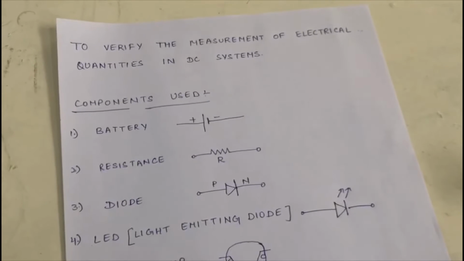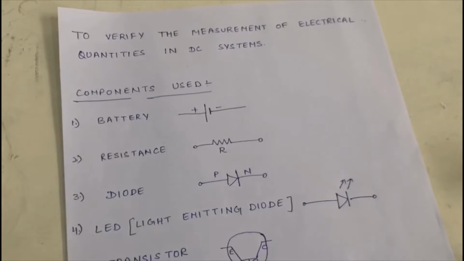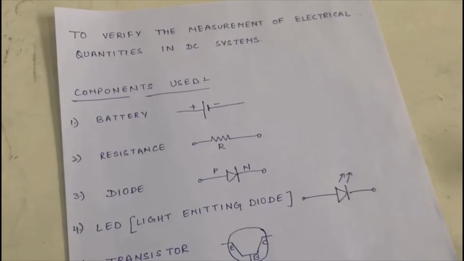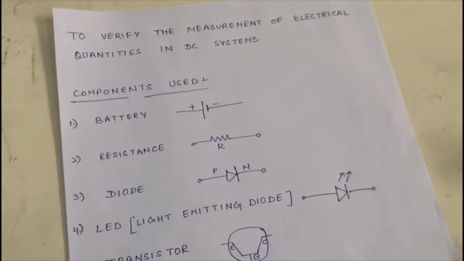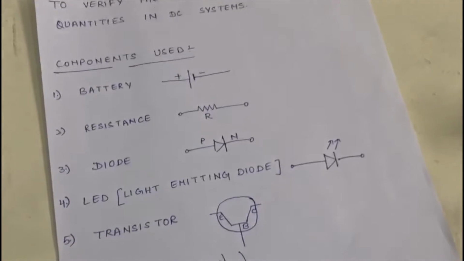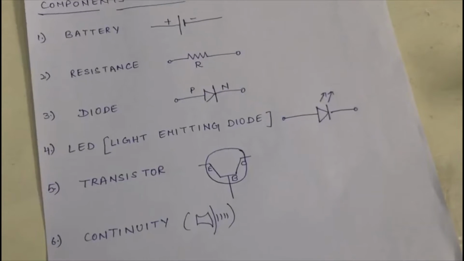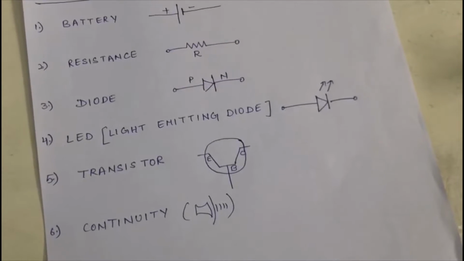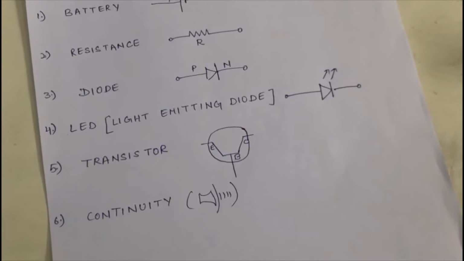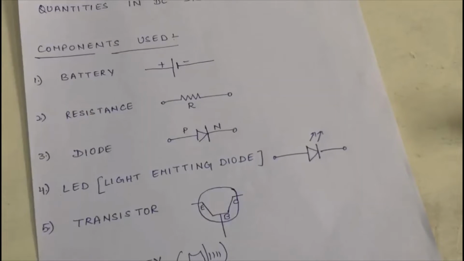So today, our experiment is to verify the measurement of electrical quantities in a DC system. We have various components. The first one is a battery, the second is a resistance, the third is a diode, then we have an LED, which is called a light emitting diode, then a transistor, and at the end we will check the continuity of our multimeter.